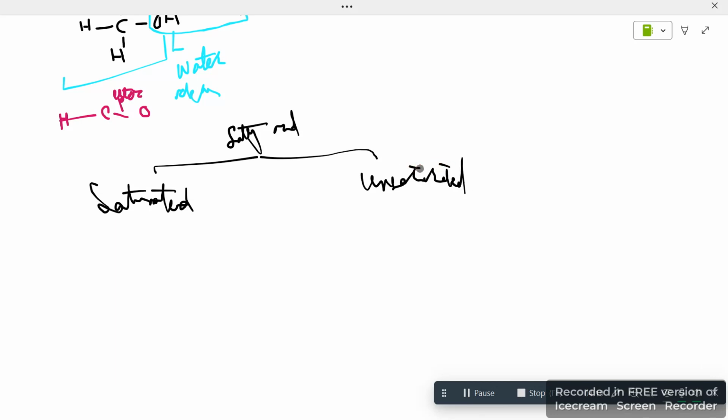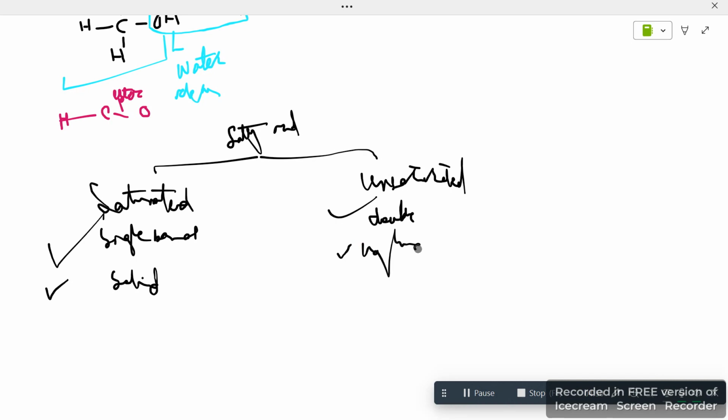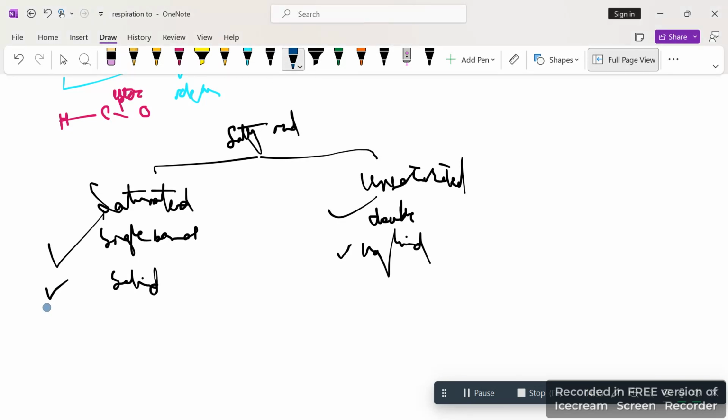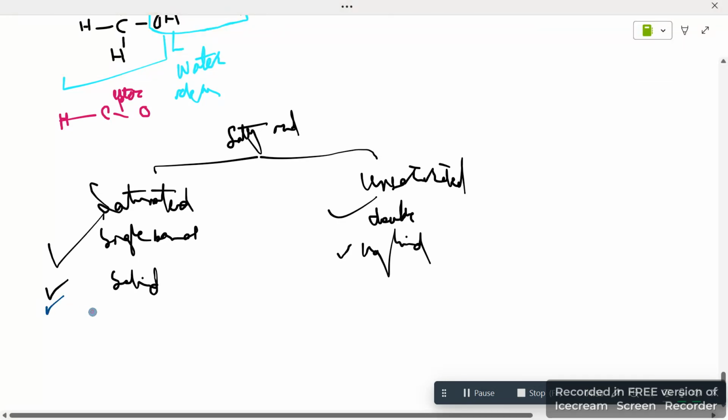Saturated means they have single bonds. Unsaturated means they have a double bond. It could be more than that, but not less than this one; it must have a double bond between them. And you will see that in melting point, saturated ones are solid at room temperature and unsaturated ones are liquid at room temperature. So if you look at melting point, anything which is harder in its structure would be high.